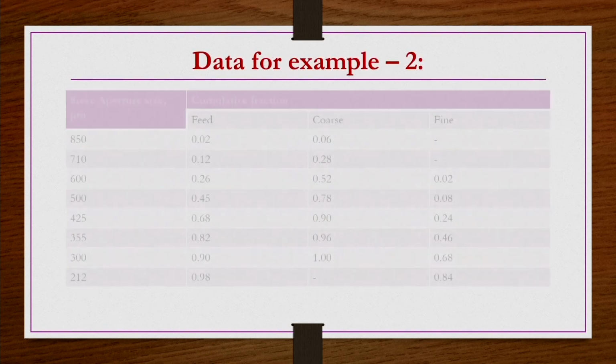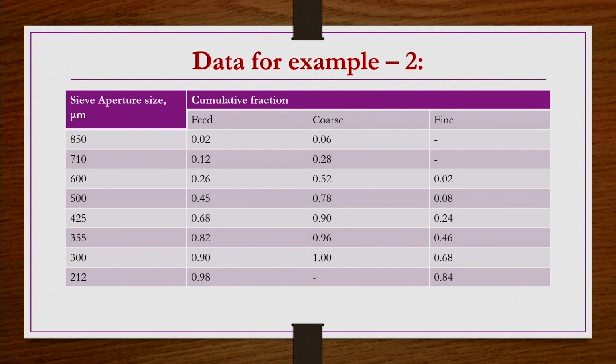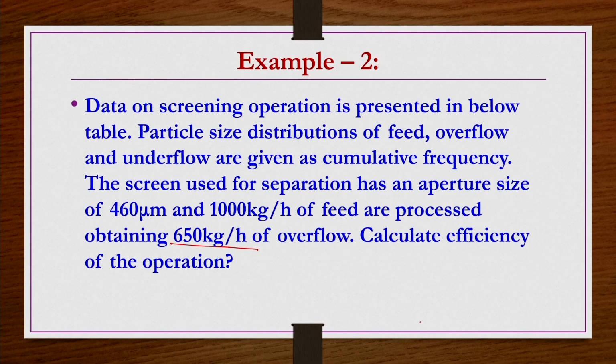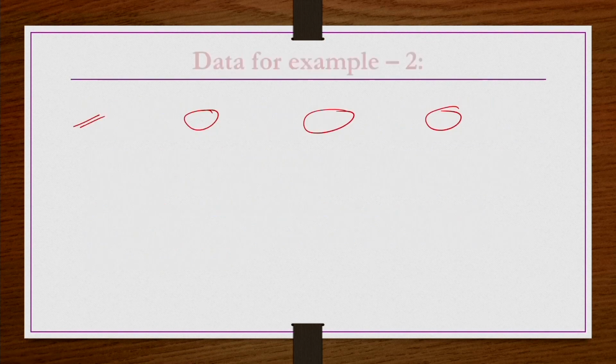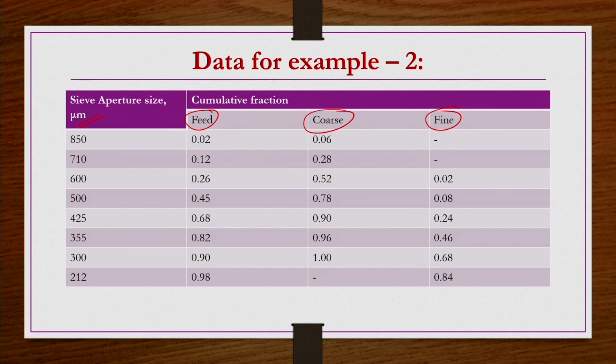So, here data for the table is given, sieve aperture size in microns, and then cumulative fraction for the feed, coarse and fine material. The screen used for separation has an aperture size of 460 micron, so corresponding to 460 microns we have to take XF, XP, XR. But for 460 micron opening the information is not directly given, and you cannot interpolate either because you do not know the trend between the sizes and fractions.